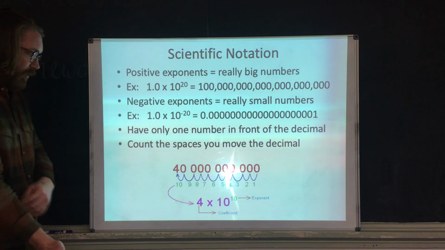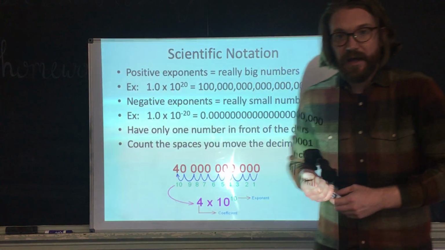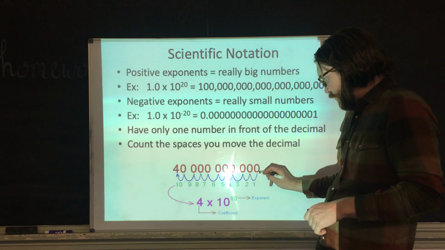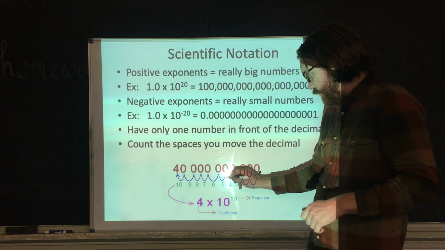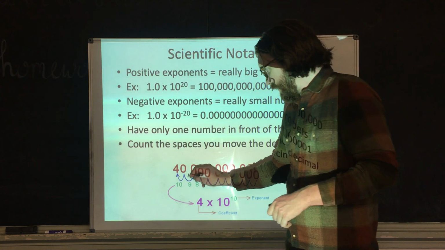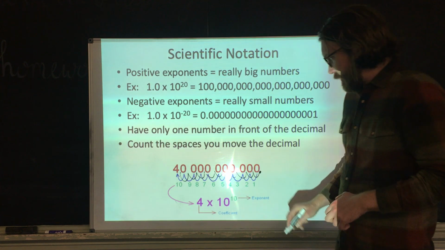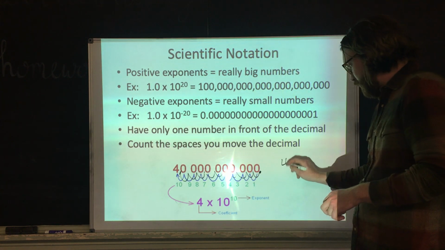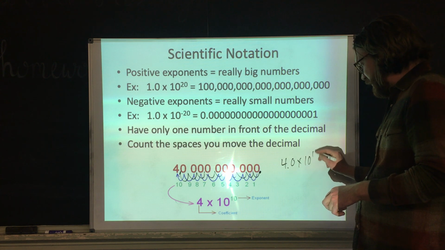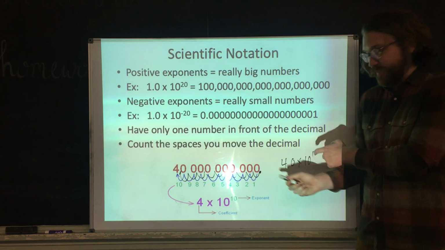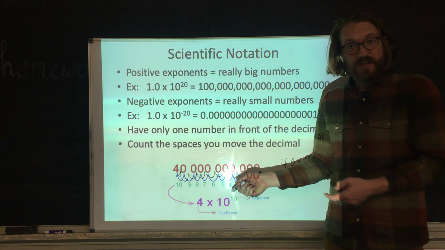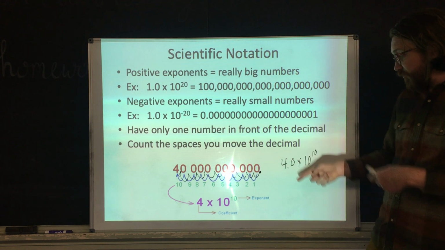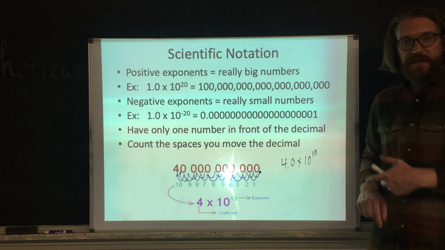Right? So like here, we have 4 times 10 to the 10th, so the decimal was here, and we move it 1, 2, 3, 4, 5, 6, 7, 8, 9, 10 times. So now we have 4.0 times 10 to the 10th. Why is this positive 10? Because this is a huge number. Big numbers have positive exponents, right? If it was a really small number, that would be negative.